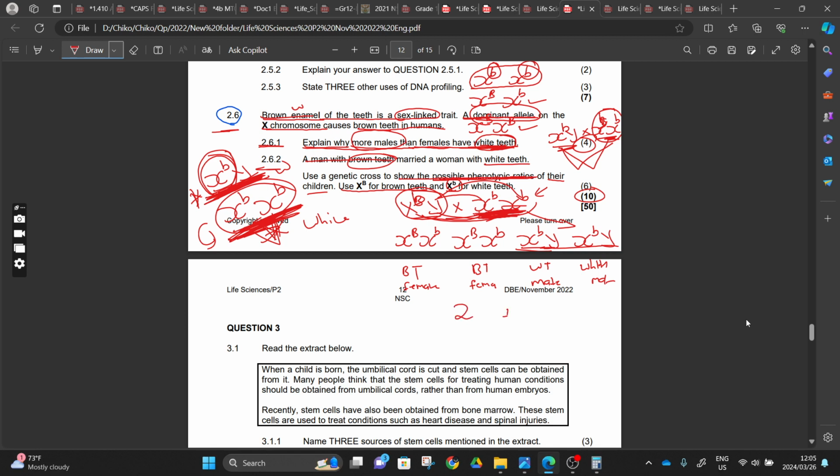It means it will be 2:2, which will be 1:1. Then this will be a composite mark. They said phenotypic ratio.